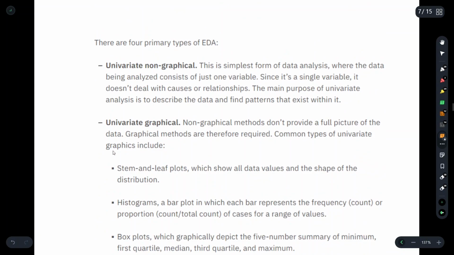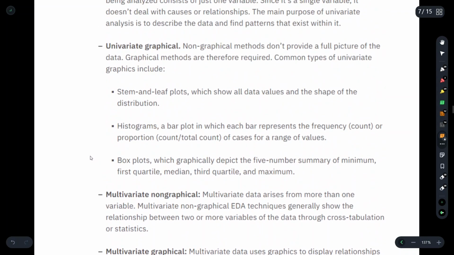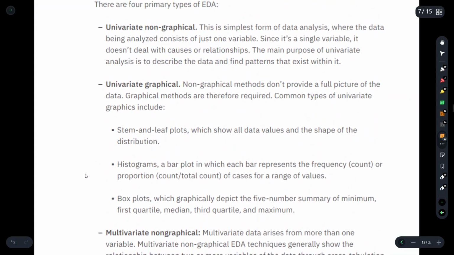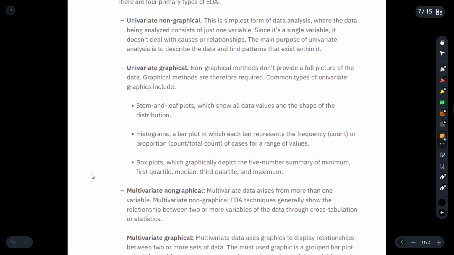EDA consists of basically 4 categories. You can just remember 2 words: univariate, multivariate. Univariate graphical, univariate non-graphical, multivariate graphical, multivariate non-graphical. Univariate graphical is nothing but working on a single type of data with the help of a graph. Univariate non-graphical is nothing but working on a single type of data without the help of a graph.